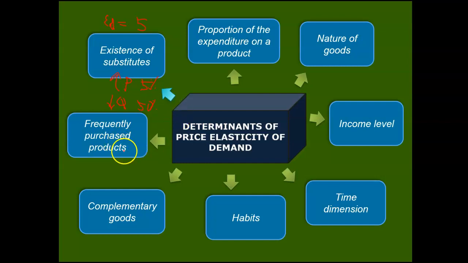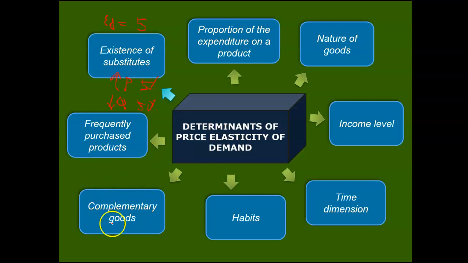Okay, and then frequently purchased product. Okay, barang yang kita selalu beli. Normally kita akan jadi elastic ke inelastic? Kita selalu akan jadi inelastic because barang yang kita selalu beli adalah barang yang kita berkeperluan. Okay, so kalau harga beras naik kan by 10%, maybe kita akan reduce hanya 2% quantity demanded for rice because kita selalu beli barang itu.